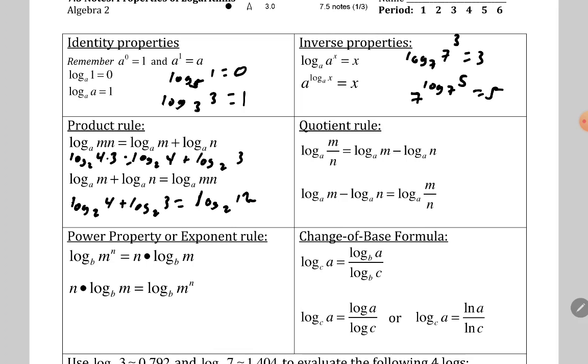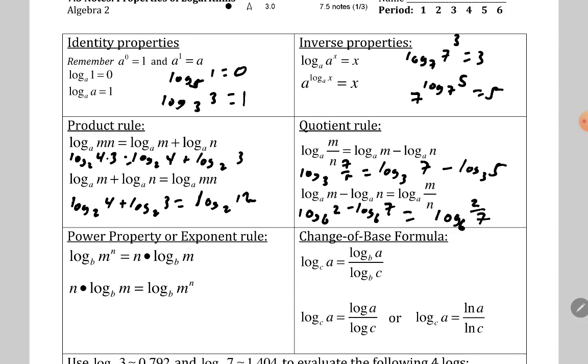Okay. Quotient rule. Same thing. If you have a number divided by a number, so log base 3 of 7 over 5, that is the same thing as log base 3 of 7 minus log base 3 of 5. So you can expand them, and you can also condense them. Let's say log base 6 of 2 minus log base 6 of 7 is the same thing as log base 6 of 2 over 7.